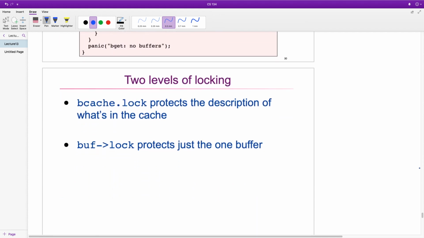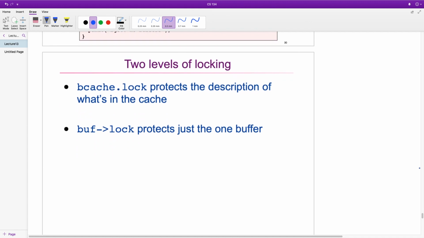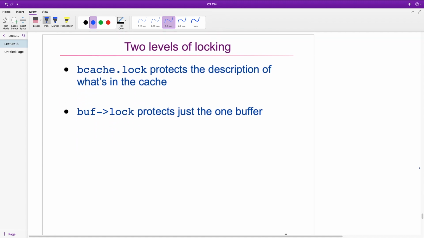Okay, and just for locking, we have a lock for the cache overall when one is looking through the cache to try and find out what's there or cache something new. And then we have a lock per buffer to make sure that only one thread is operating on a buffer at a given time.